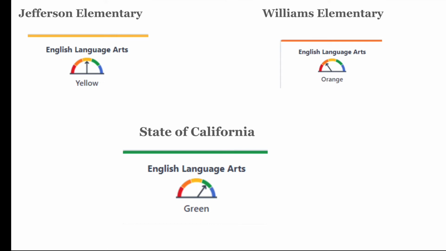They have African Americans, English learners, Hispanic, and socioeconomically disadvantaged in the yellow. They have the 2 or more races and whites in green, and they have Asian and Filipinos in blue.